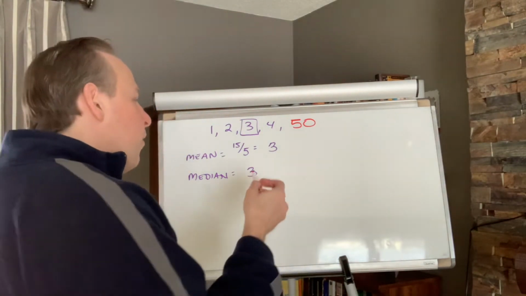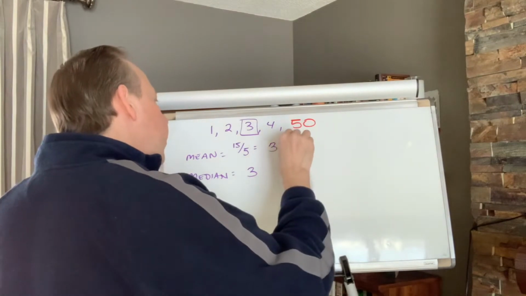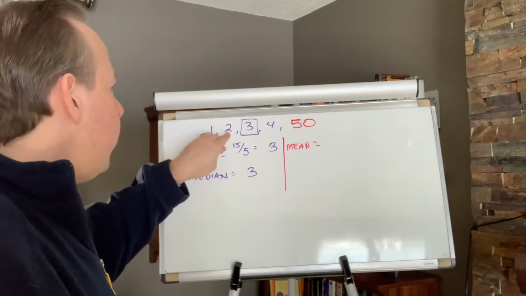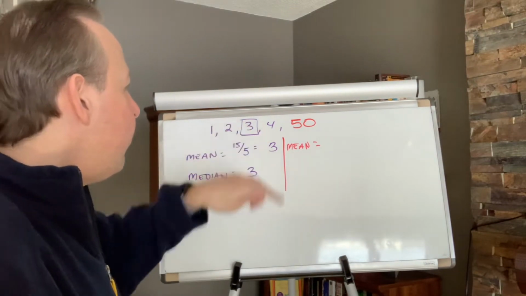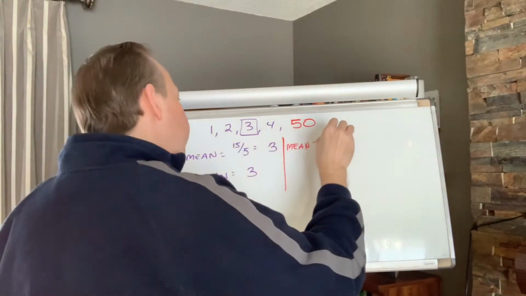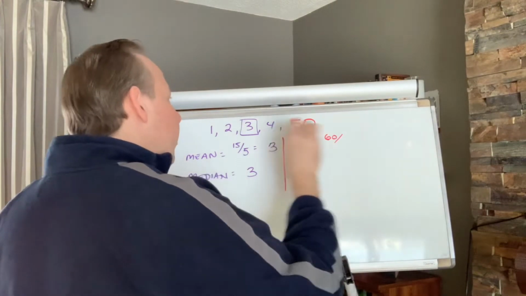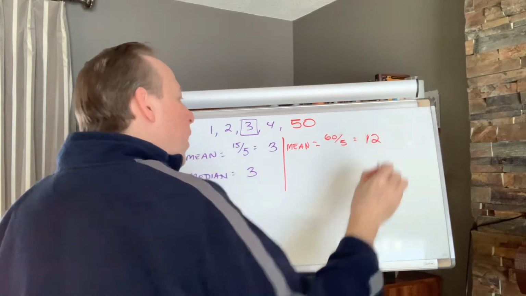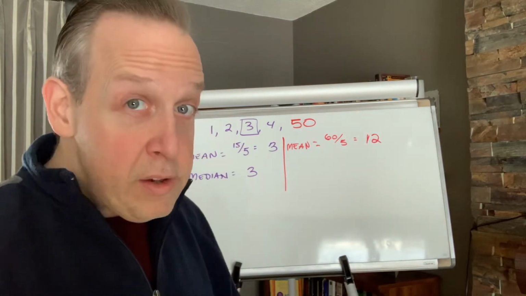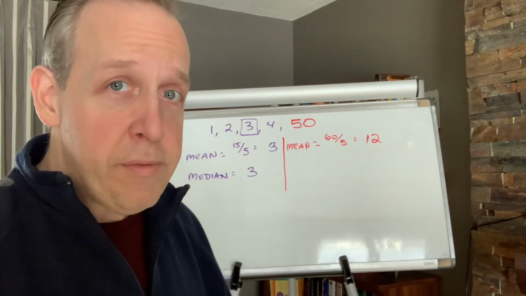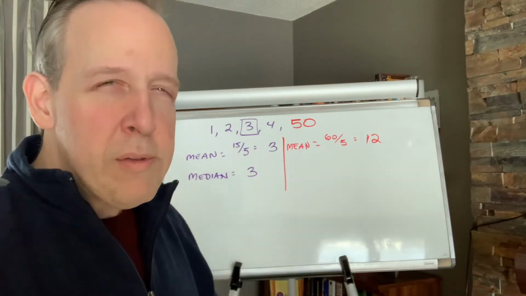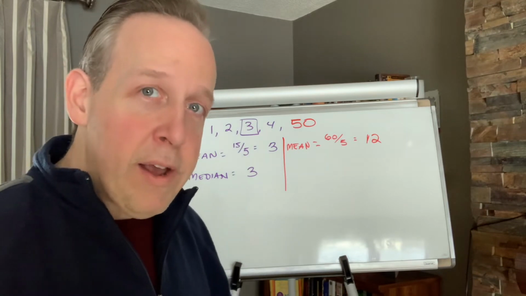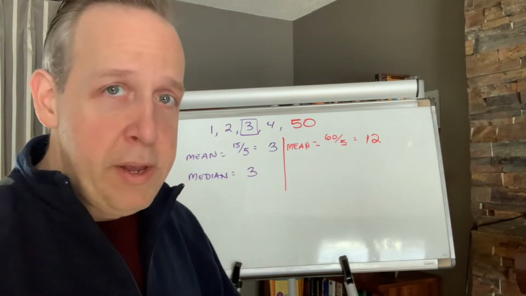Well, let's refigure our mean. I'm going to just add up again. 1 and 2 is 3, and 3 is 6, and 4 is 10, and 50 is 60. There's still 5 numbers, so it's 60 divided by 5. It's 12. The mean jumped up to 12. It was 3, now it's 12. It moved up a lot because that outlier had a strong impact on the mean.